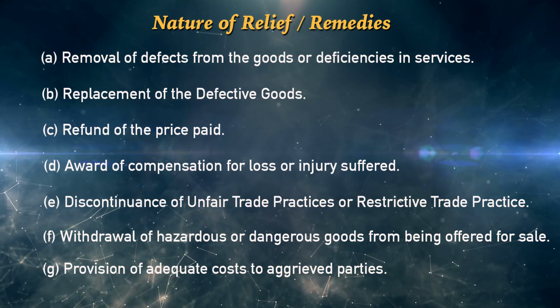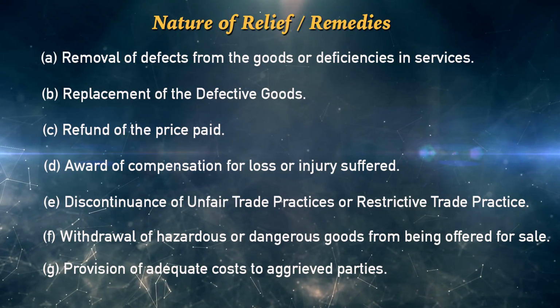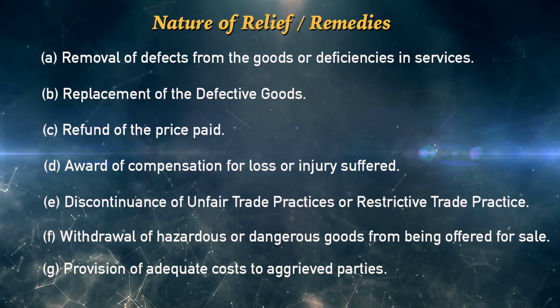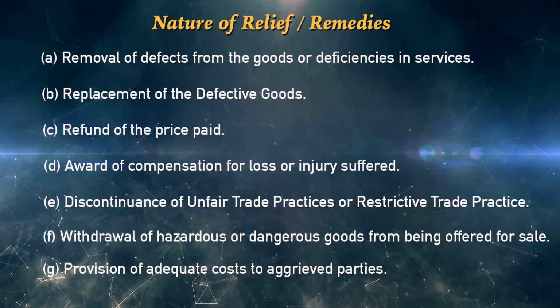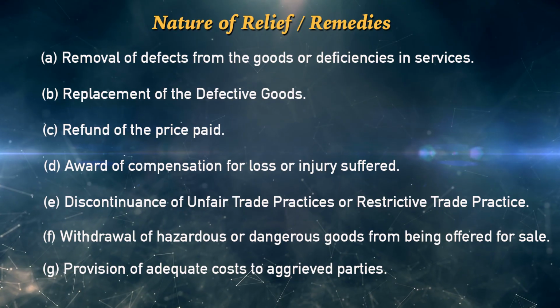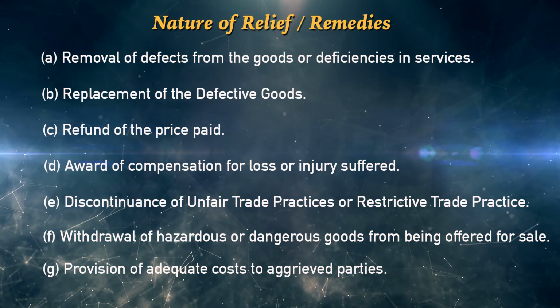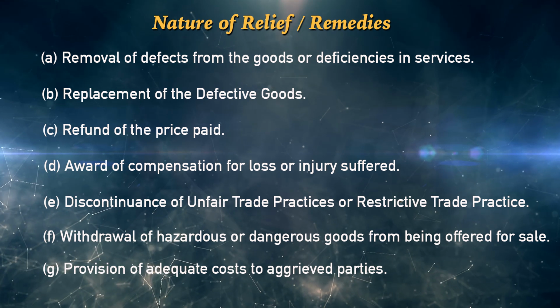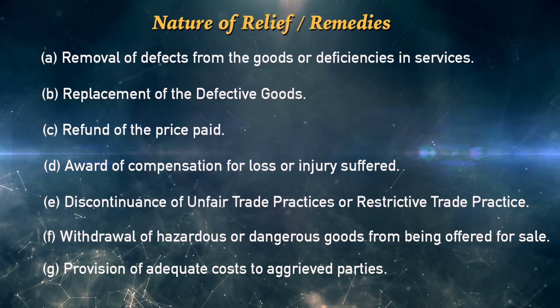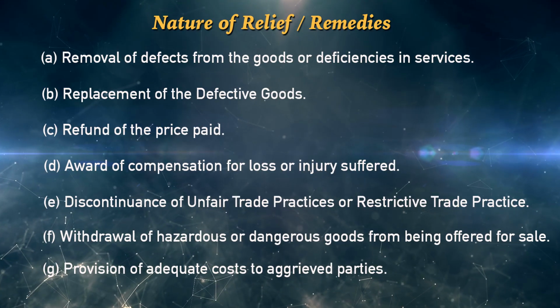Then you can also ask to discontinue unfair trade practices or restrictive trade practices. That means you can ask the court to pass an order to restrain the person from following such unfair trade practices. Then, if hazardous goods are sold, you can ask the court to pass an order to withdraw all those hazardous or dangerous goods from the market. Then you can also ask for the cost of the complaint, as the cost of your litigation charges. So these are the reliefs or remedies provided under the Consumer Protection Act that you can claim. With this, we conclude the discussion.